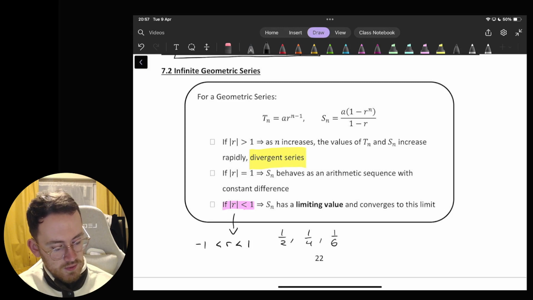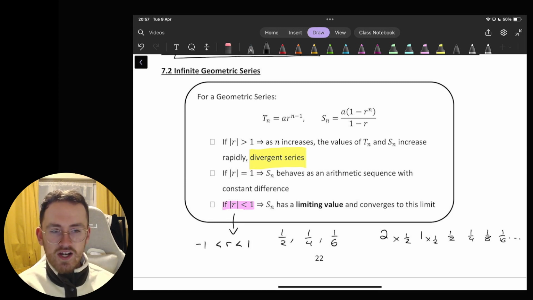And you can think about what this means. If I start with a value of, say, 2, and I have a common ratio of a half, then I'm multiplying each of my terms by a half to find the next term. So I get 1, my next term after that would be a half itself, then a quarter, then an eighth, then a 16th, and you can see how my fractions there are getting smaller and smaller.